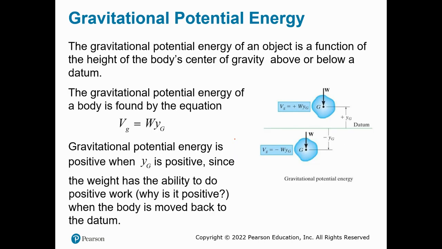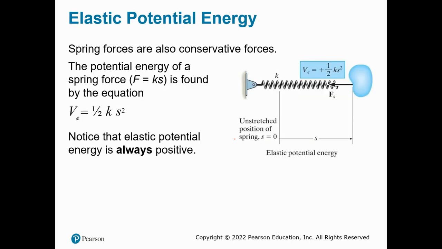The gravitational potential energy of an object is a function of the height of the body's center of gravity above or below the reference datum. The gravitational potential energy of a body is found by this equation: Vg equals weight times yg. Here, yg is how far we are from the reference point, the datum. This yg will be positive if it's above the datum, and yg will be negative if it's below the datum.